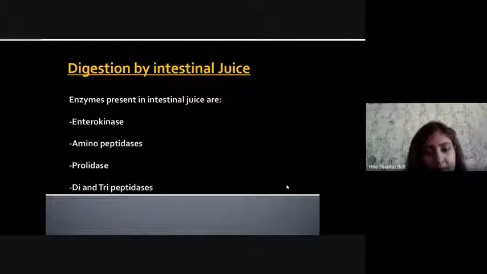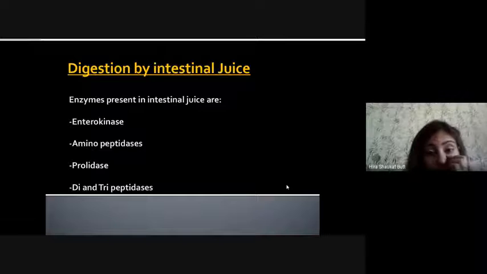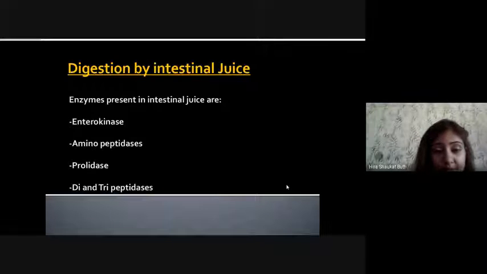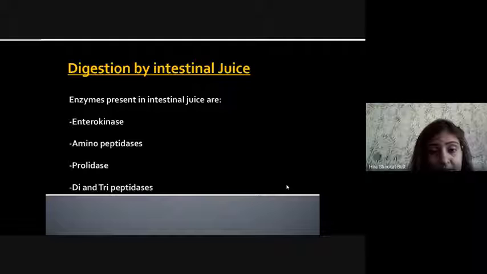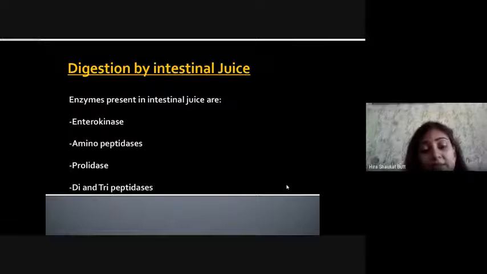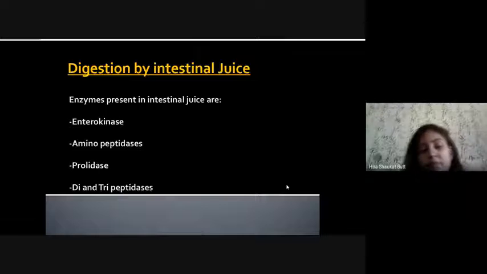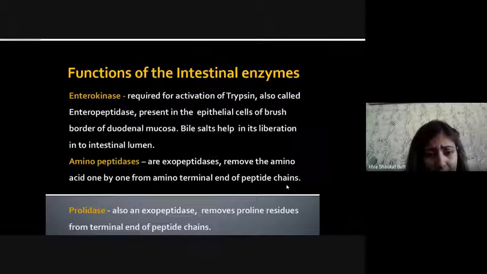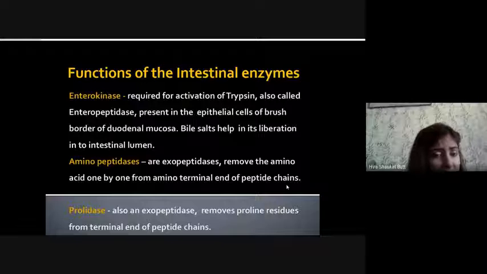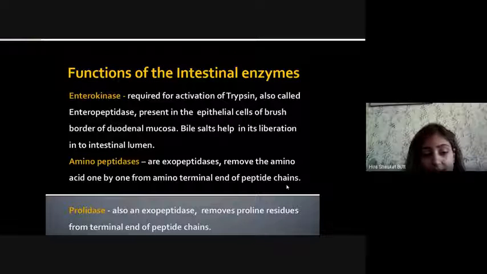And afterwards, after the gastric juice and pancreatic juice, there comes a third juice, that is the intestinal juice. The enzymes present in intestinal juice are enterokinase, aminopeptidase, prolidase, and tripeptidase. Remember that these are the final enzymes which will convert the small peptide chains into free amino acids. Enterokinase is an endopeptidase, that means it will break the inner bonds. Aminopeptidase is an exopeptidase, it will remove the amino acids from the terminal ends of the peptide chain.